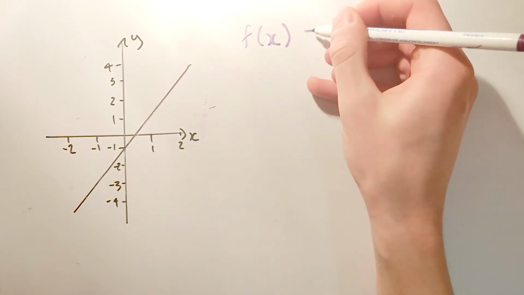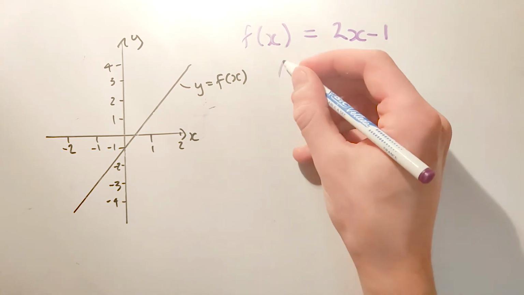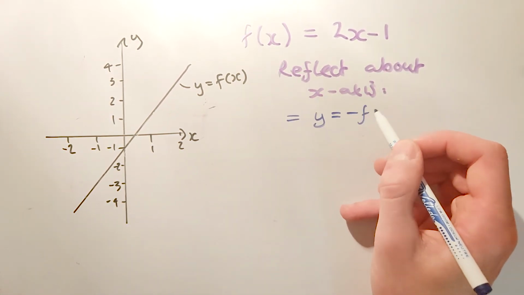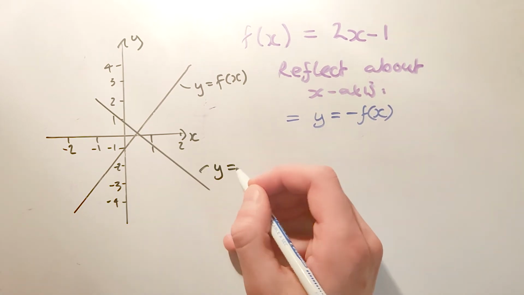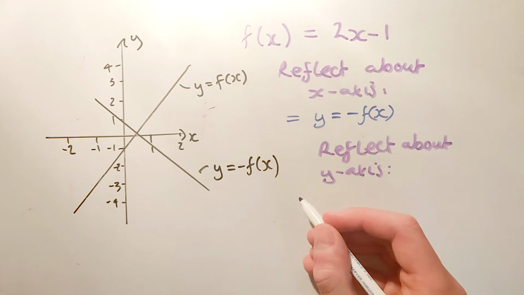We can use functions to transform graphs. Let's reflect this line in the x-axis. To do this, plot y equals minus f of x. We can see on the graph that this has been reflected. To reflect it about the y-axis, plot y equals f of minus x.